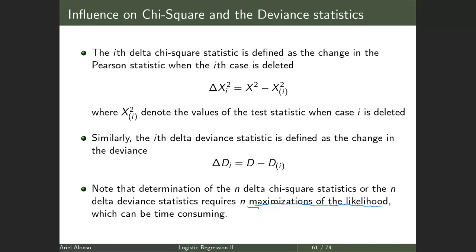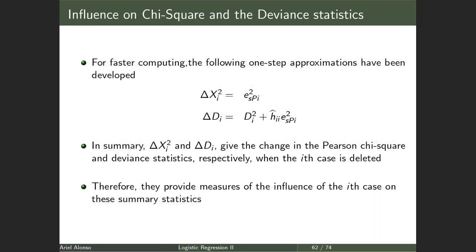And if you have a large data set, this is going to be very costly computationally. So there are certain approximations to these delta chi-square and delta deviance. You can show that a good approximation for the delta chi-square is just the square of the studentized Pearson residuals. And then you don't need to fit the model n times anymore. These are approximations. It's not the exact value, but they are computationally more affordable.